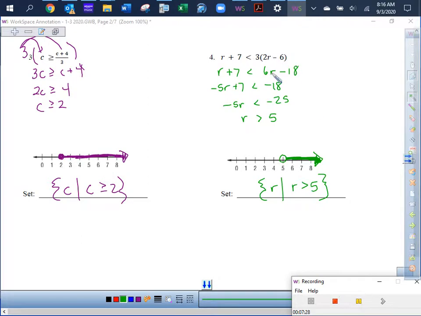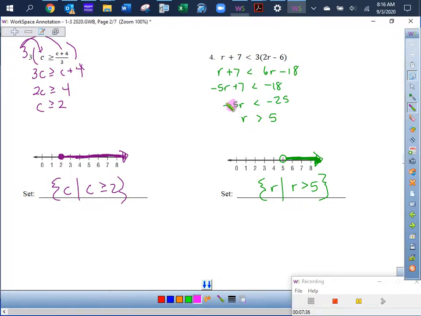So I distributed, and then I moved the 6r over to the left side, and I had to switch the symbol at the very last step when I divided both sides by negative 5. So then I got all the r's greater than 5, the set of all r's such that r is greater than 5. That's just old school, getting us familiar with the set notation.